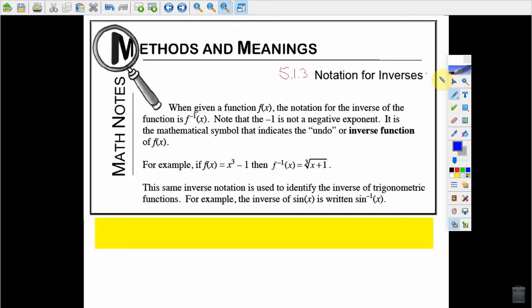We're looking at the first Math Notes video for Chapter 5. This is 5.1.3, Notation for Inverses. Now we talked about this back in 5.1.1, so we're just sort of solidifying it in Math Notes form.